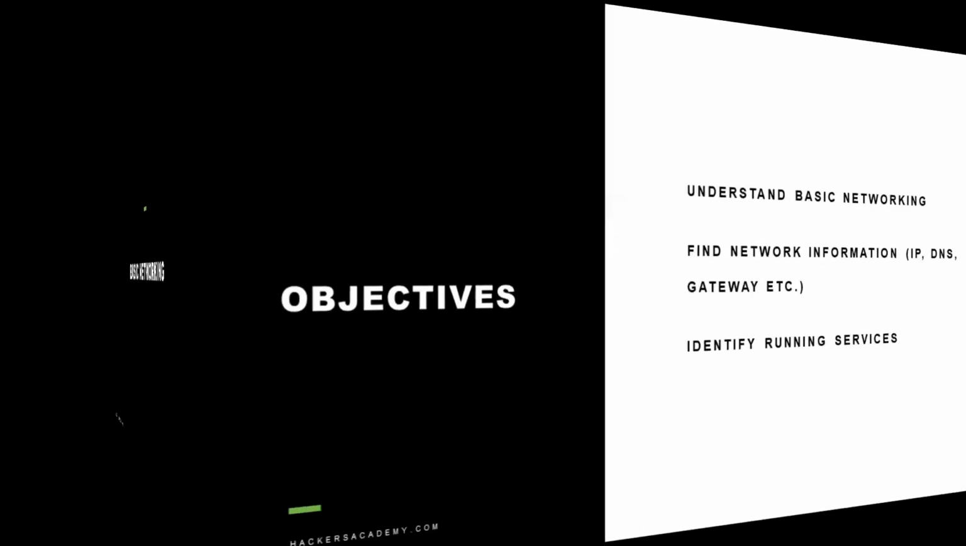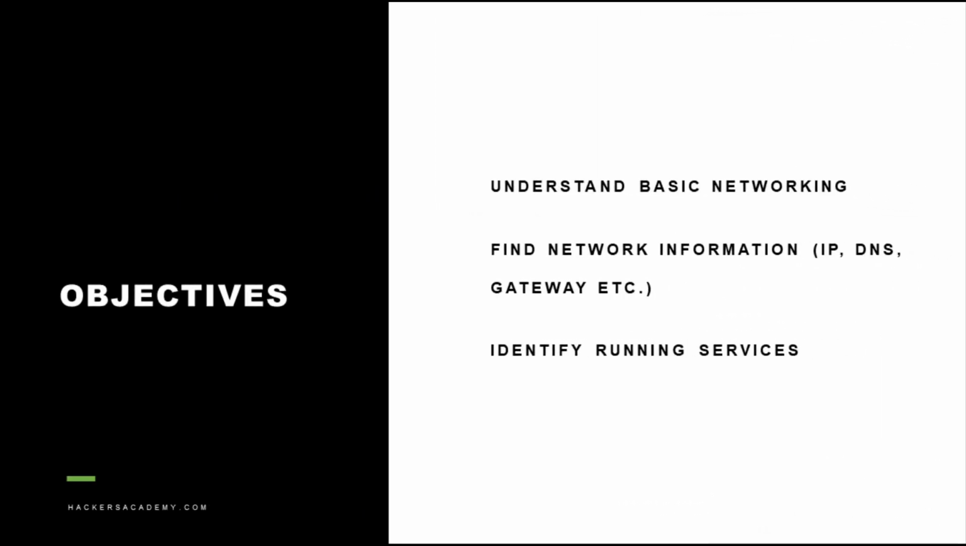The first section in this part is about basic networking. In this section, we're going to cover an understanding of basic networking, such as finding network information like maybe your IP address, your DNS address, your gateway, also identifying running services on your machine that are communicating on the network.